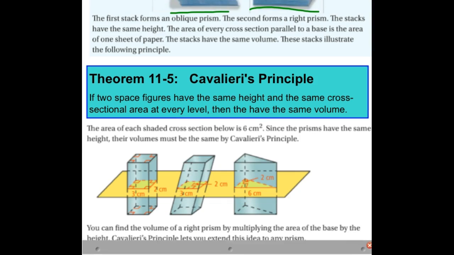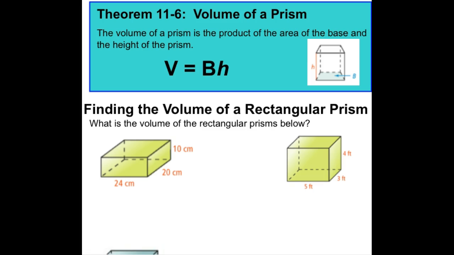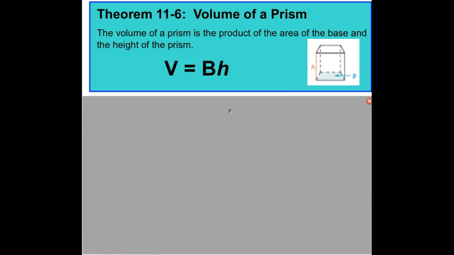So if you look down here at these three shapes, I've got a right square-based prism first, an oblique square-based prism second, and then a triangular prism. But if you look at this cross section, each one of them has an area of 6, and they are the same height. So by Cavalieri's principle, they would have the exact same volume, okay? This is kind of a big deal. There is a formula for volume. It's big B, meaning the area of the base, times the height of the prism. And so it's pretty straightforward.